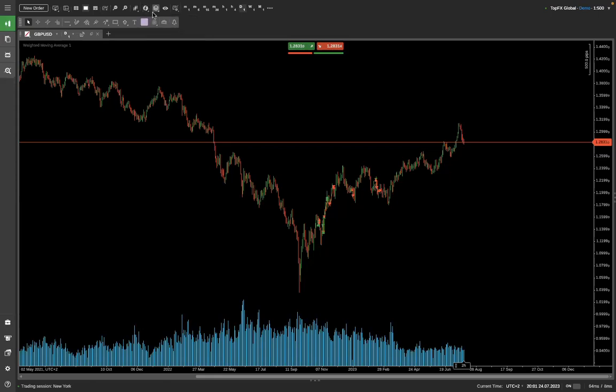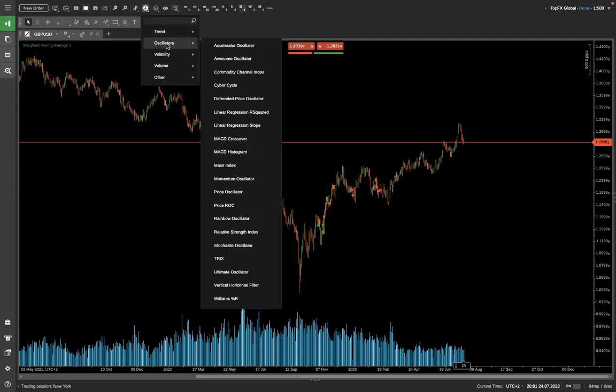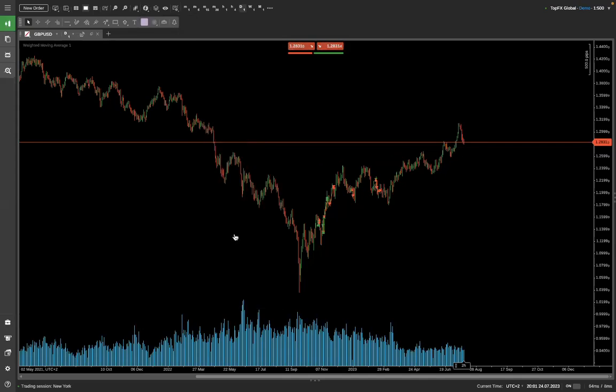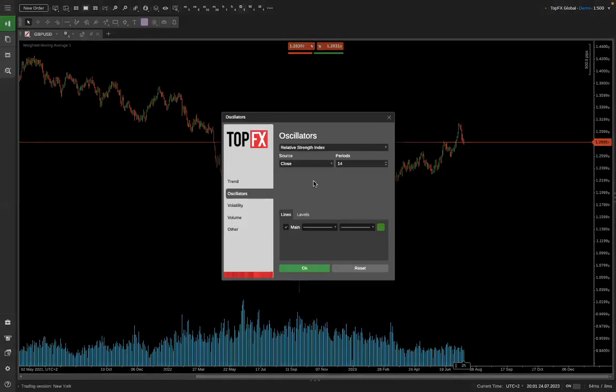You go to this F icon here and you choose the oscillators. When you choose the oscillators menu, you go down and you can see that the Relative Strength Index, RSI, is located here. Let me apply it to the chart right now and you will see what the RSI will plot. The options available in cTrader are of course the source of the data: the open, high, low or close of the candle. We follow the close, and the periods.